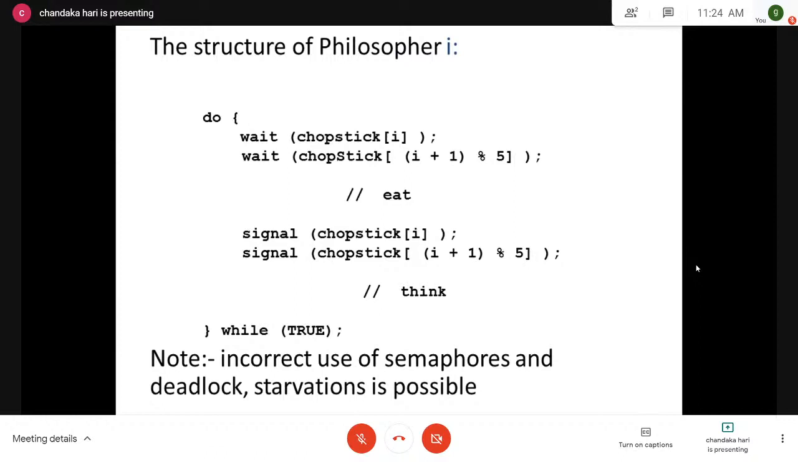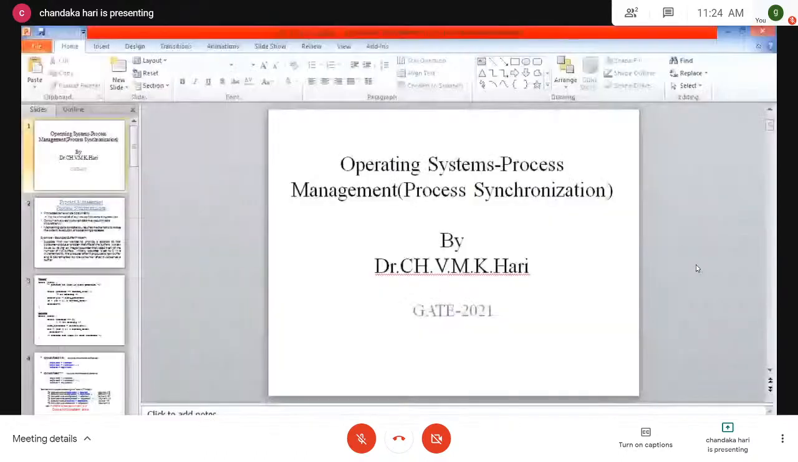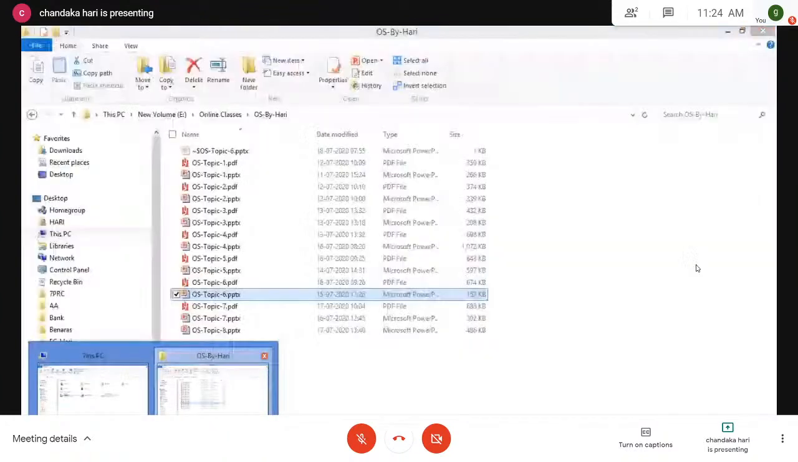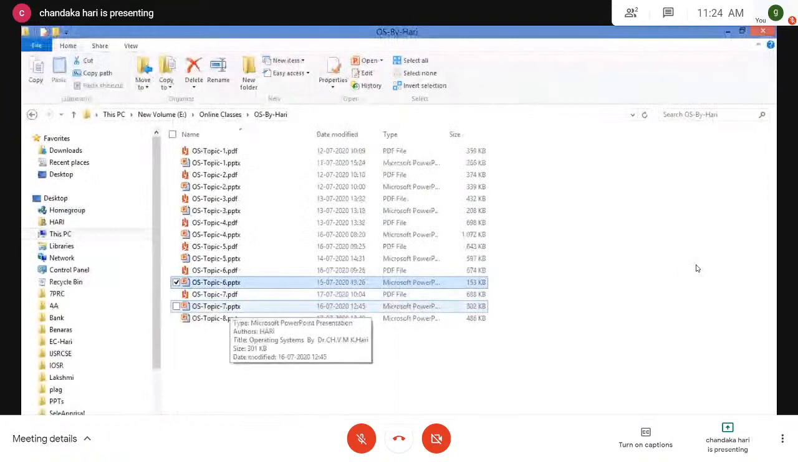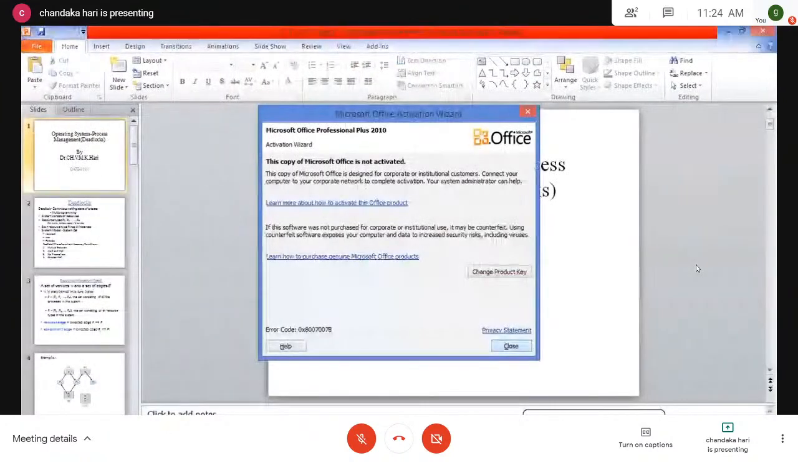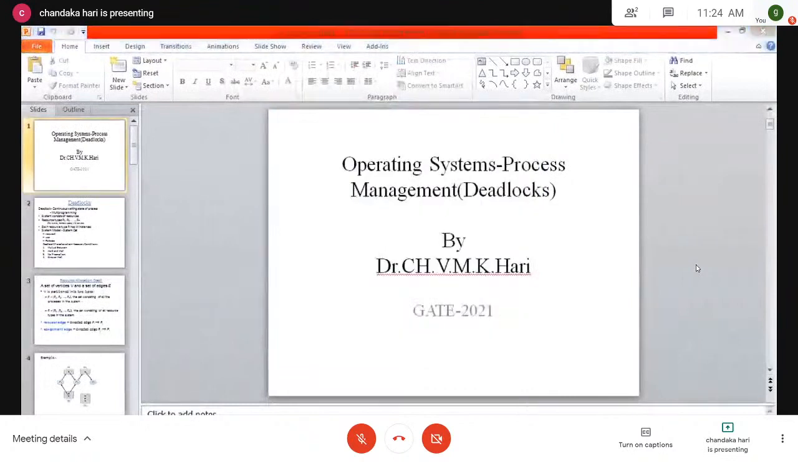That's it. This completes our discussion about process synchronization. Now we move on to the next topic of discussion, that is deadlocks.